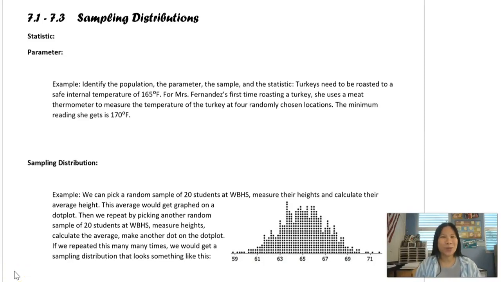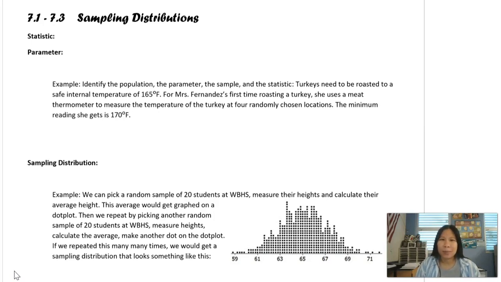Hello, and welcome to our Chapter 7, Sections 1 through 3 video on sampling distributions. We are covering 3 sections today because each of the sections is kind of short, and we're also only going to focus on the things that are really important in these sections.